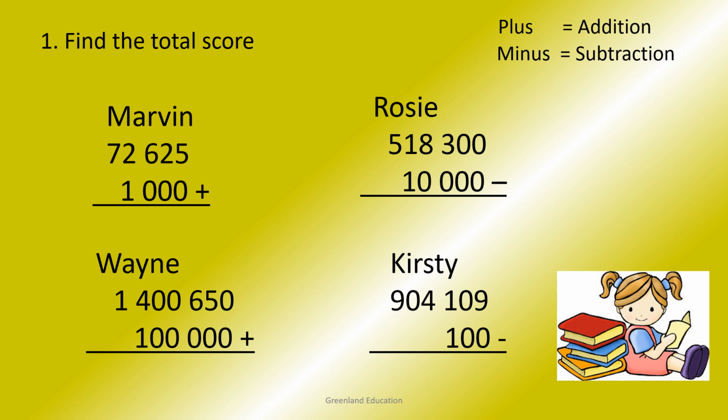Now how are we doing this question? Look at Marvin's number. He has 72,625 points. Then he got plus 1000 marks. So you have to add 1000 to this number. Then Rosie, her number is 518,300. She got minus 10,000. So you have to subtract 10,000 from that number. Like that you can do Wayne and Kirsty also. Find the answers.